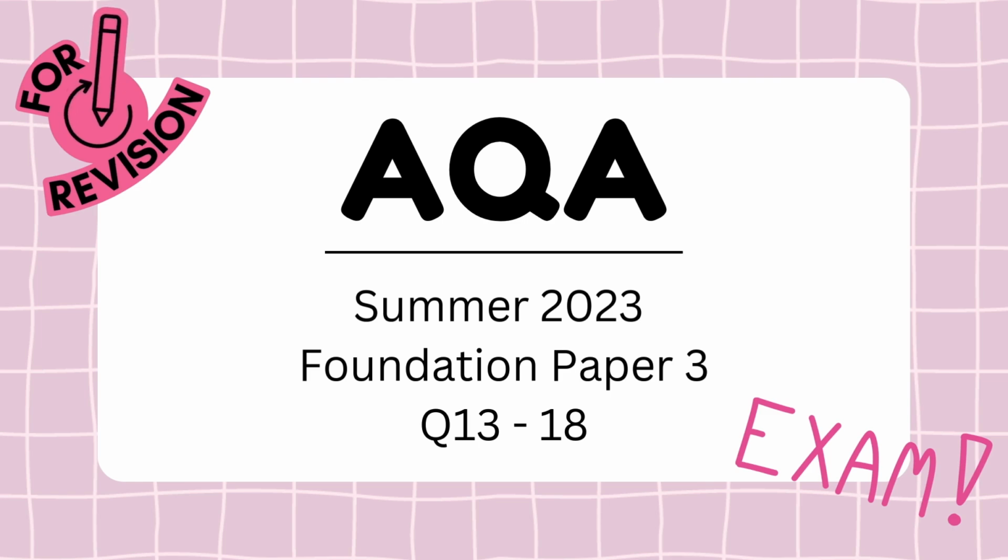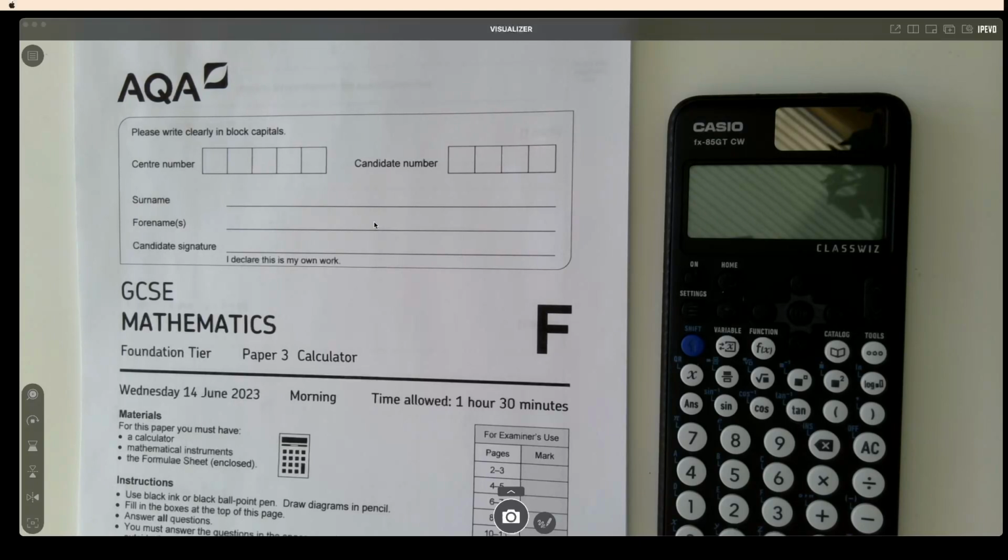Hi there. This video is an exam paper walkthrough of the AQA GCSE Mathematics Foundation Tier Paper 3 from summer 2023. This paper is worth 80 marks in total, and this is the third video of 4. It will focus on questions 13 to 18, which account for 17 of these marks. AQA Paper 3s are calculator papers, so a calculator should be used.